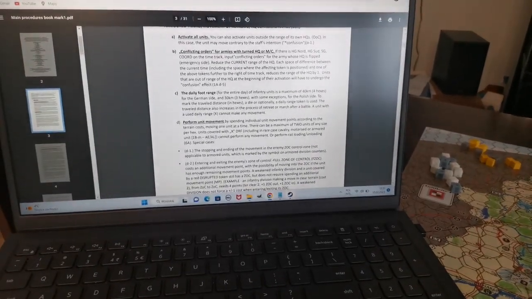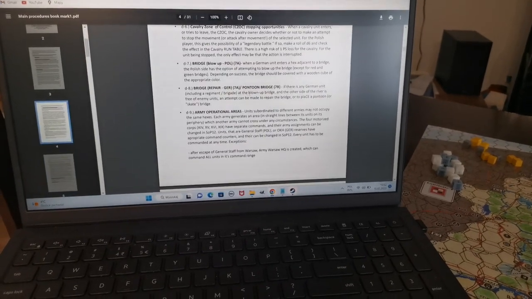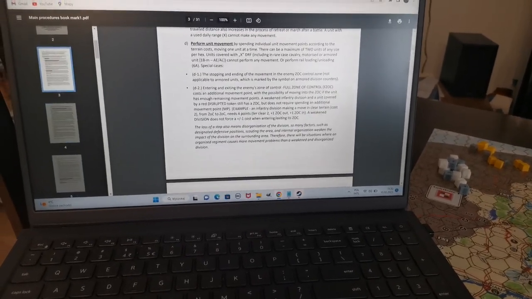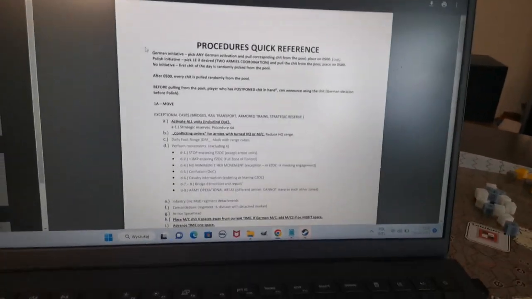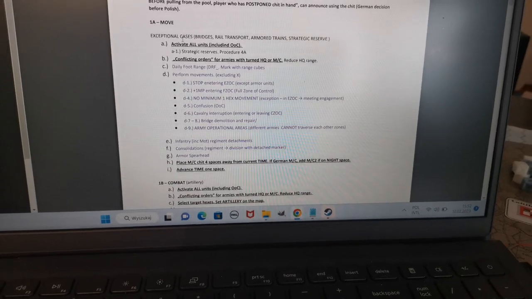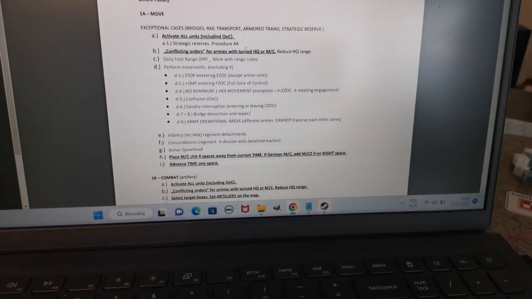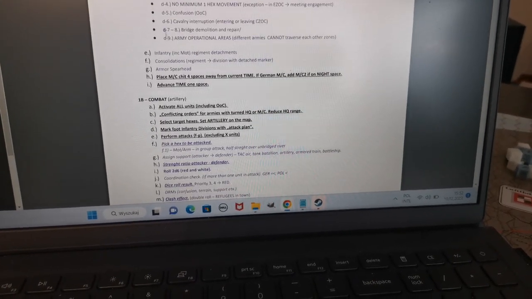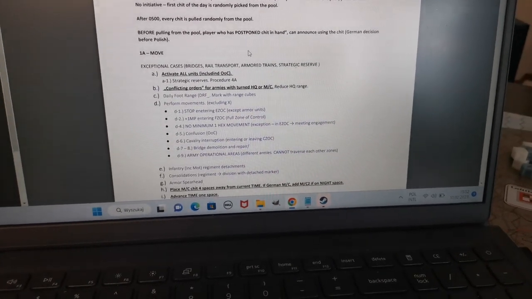So there is the main procedures book, and all of the activities are presented here. And there is the procedures quick reference. When you know the rules already and got through the main procedure book, you can use this document to just check the shortest procedure with keywords and to remember what was there.